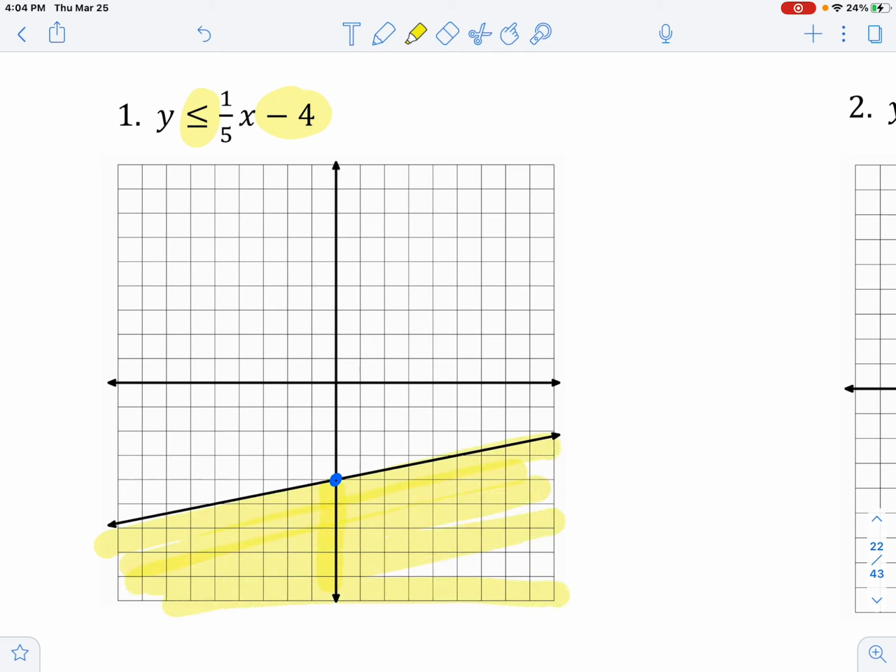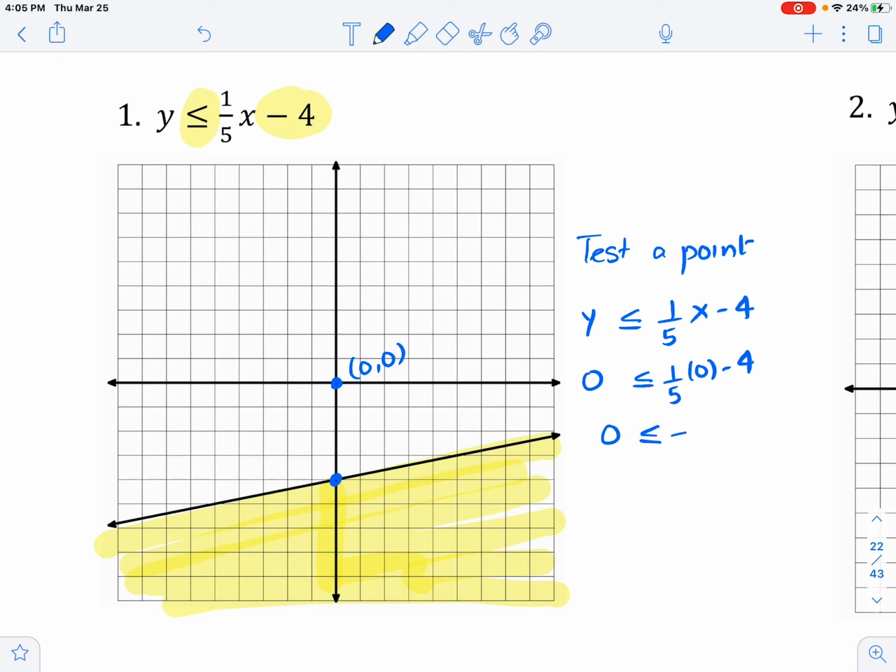We can say that just by looking, but I can also tell you how to test a point. If we have to test a point, it's always good to use 0, 0, the origin, because there is less calculation involved. So y is less than or equal to 1 over 5x minus 4. I just plug in 0 for x and y. 0 is less than or equal to 1 over 5 times 0 minus 4, and 0 is less than or equal to -4. Is that true? No, that's not true.